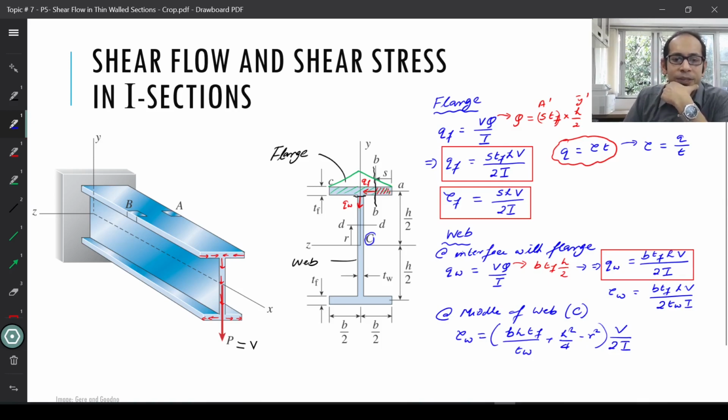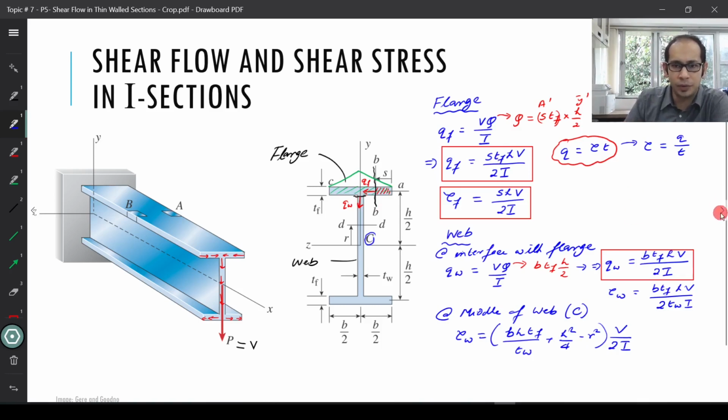Now, as I was saying, if you put R equal to H over 2, that is, if you're trying to derive the shear at this particular point, you see it becomes H square by 4, this one cancels, and eventually it becomes BHTF V divided by 2ITW, which is essentially this one. So this is what's at the interface. This is the general formula which you can derive, or you can derive the one for the interface separately.